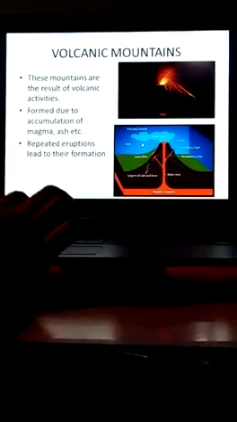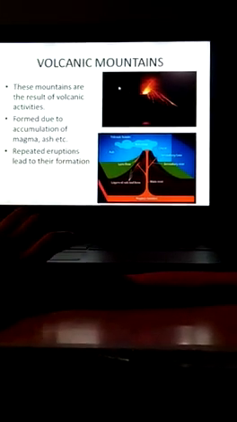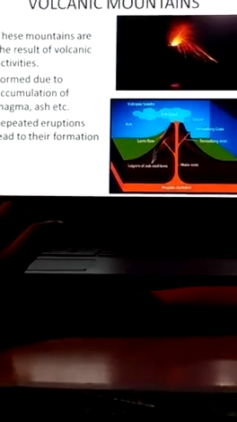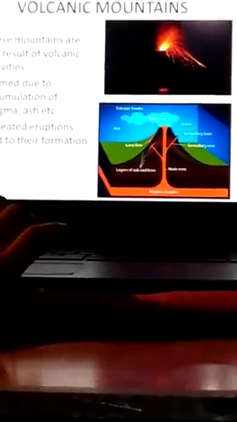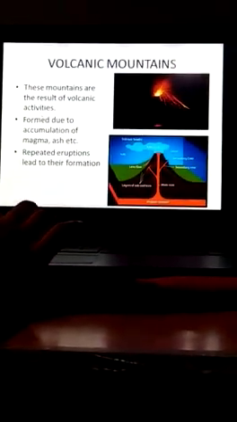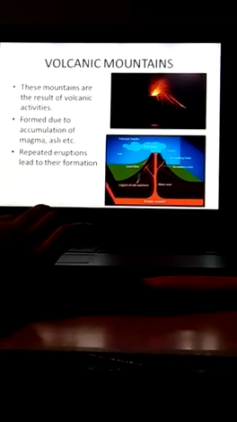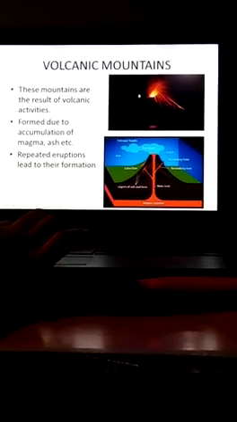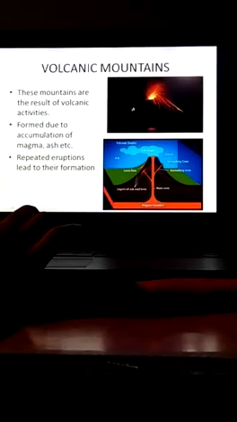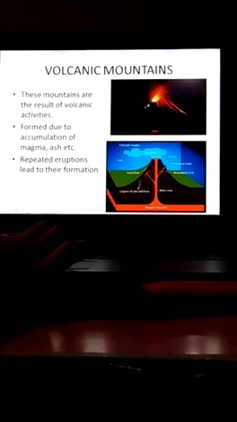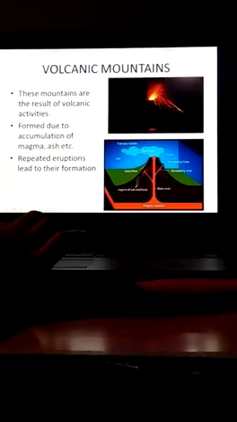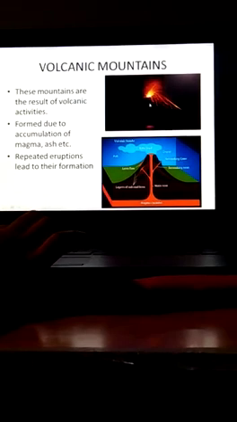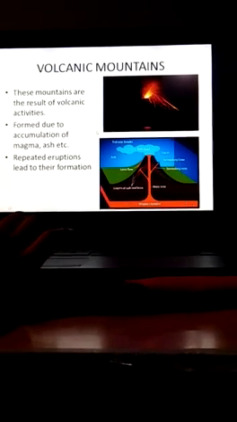The last type of mountain is the volcanic mountain. You have seen volcanoes also. Yes, these mountains are formed as a result of volcanic activities. They are formed due to accumulation of magma, ash, etc. The magma comes out and spreads all around as lava, and these volcanic mountains are formed due to accumulation of this magma and ash.